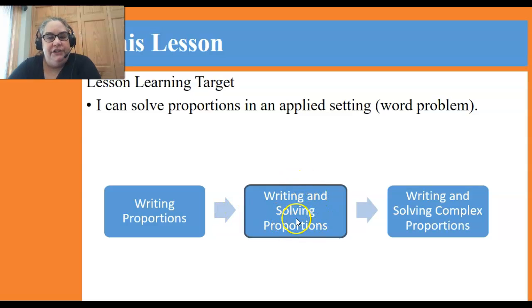Before you have a good understanding of this lesson, please make sure that you have a really good understanding of writing proportions. And I did a screencast on that, so you might want to go back and review. The reason that we need this is because later on in our math career, we're going to be writing and solving more complex proportions. So we want to make sure that you have a good foundation from this lesson.